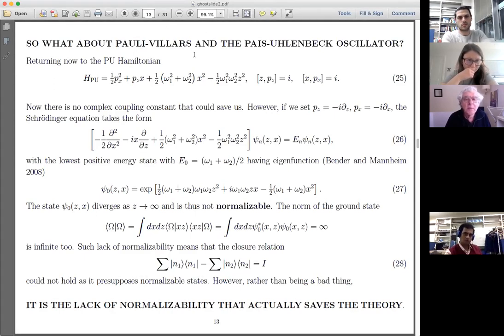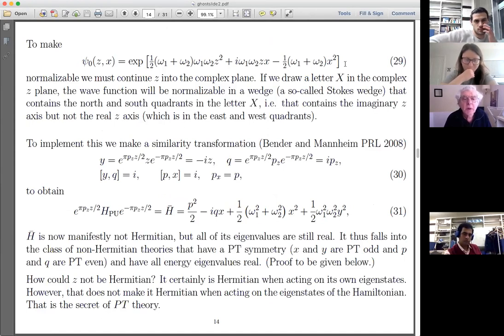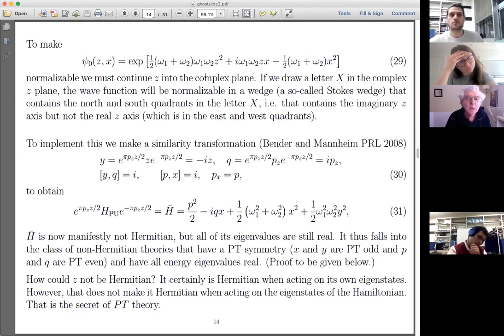So let's see, how do we make this thing normalizable? Well, first of all, by the way, if it's not normalizable, then I cannot integrate by parts, and therefore the Hamiltonian on those states is not Hermitian, which is what I was claiming at the beginning. How do you make it normalizable? You have to continue Z into the complex plane. And so what you do is, if you imagine a letter X, you are in the complex region, namely the upper and the lower, the north and the south quadrants, not in the east and the west quadrants. These are called Stokes wedges. These wave functions are normalizable in the complex plane.